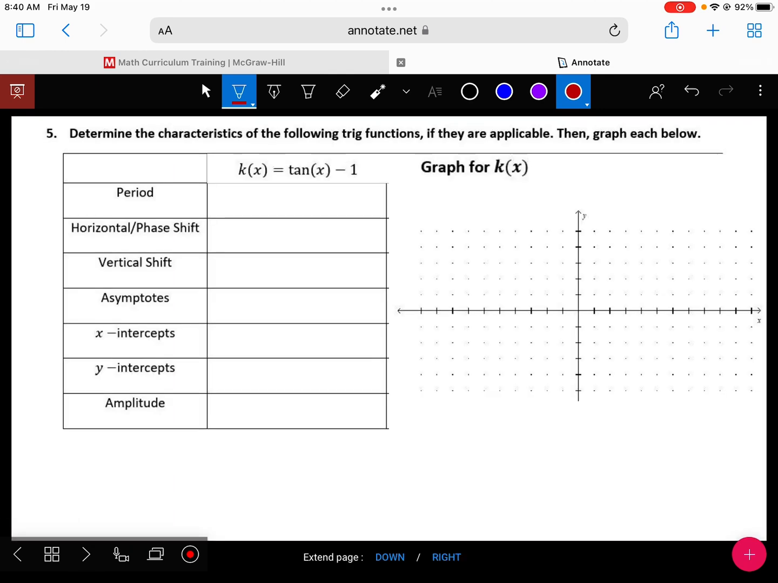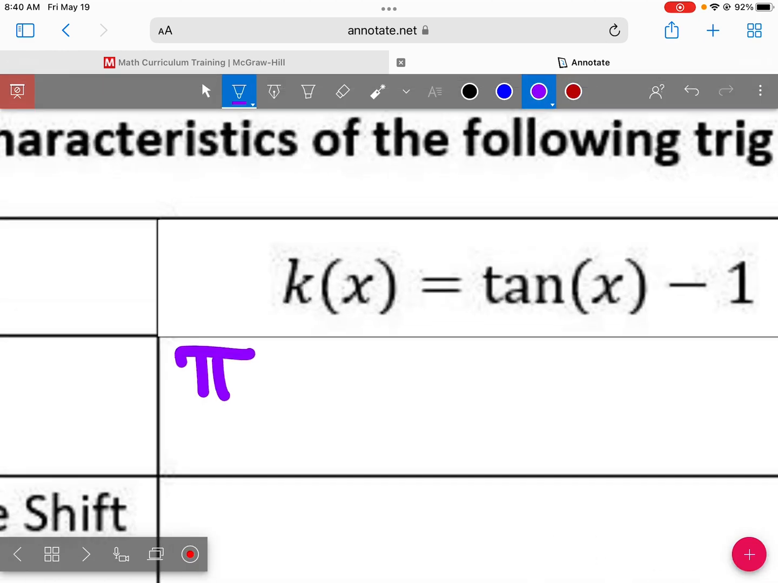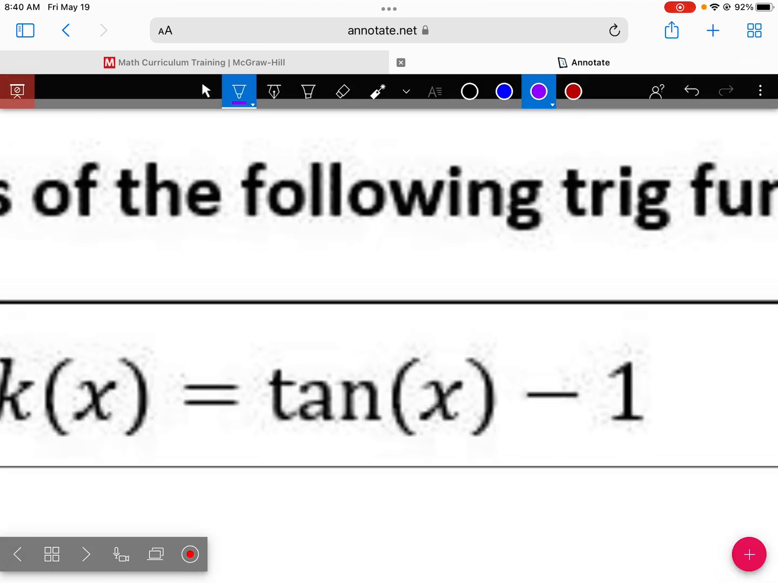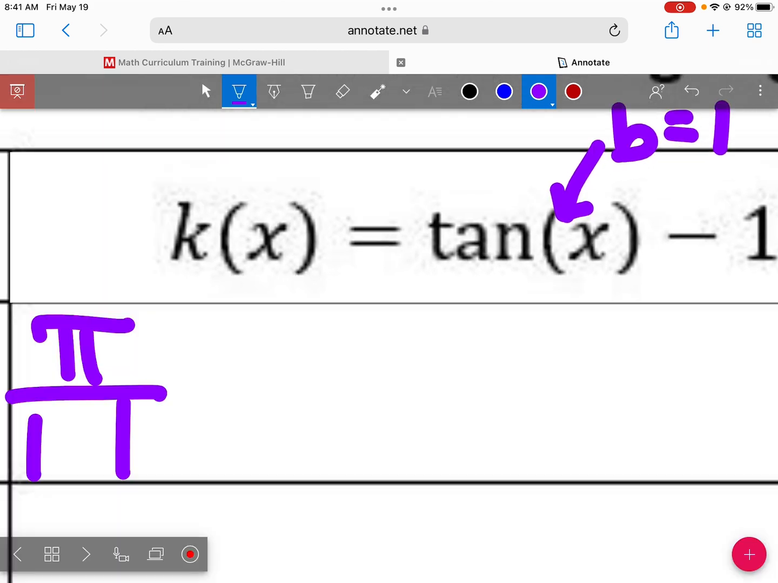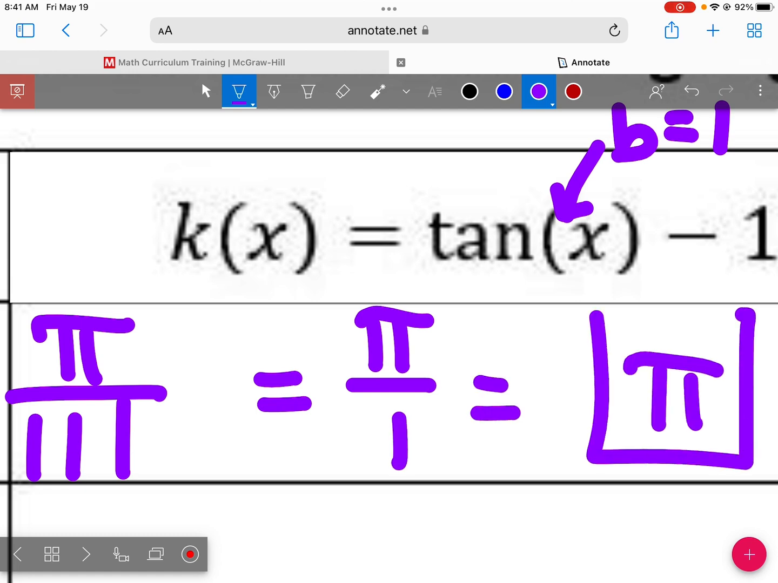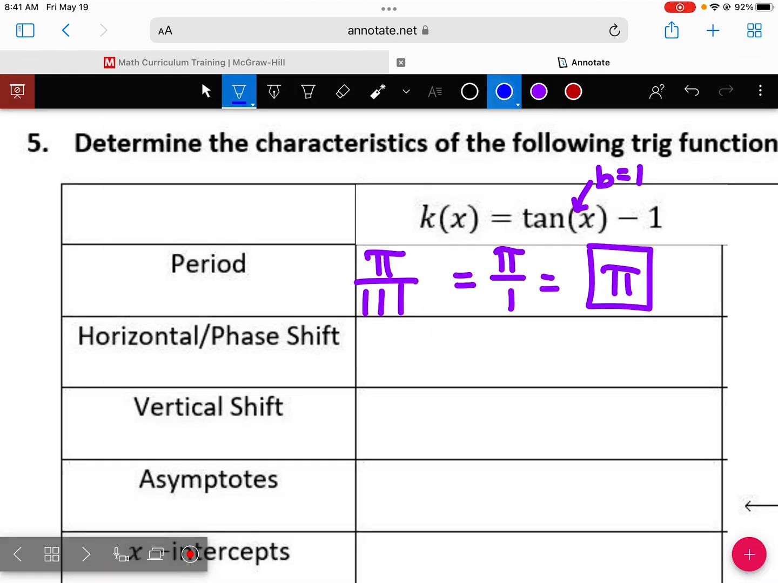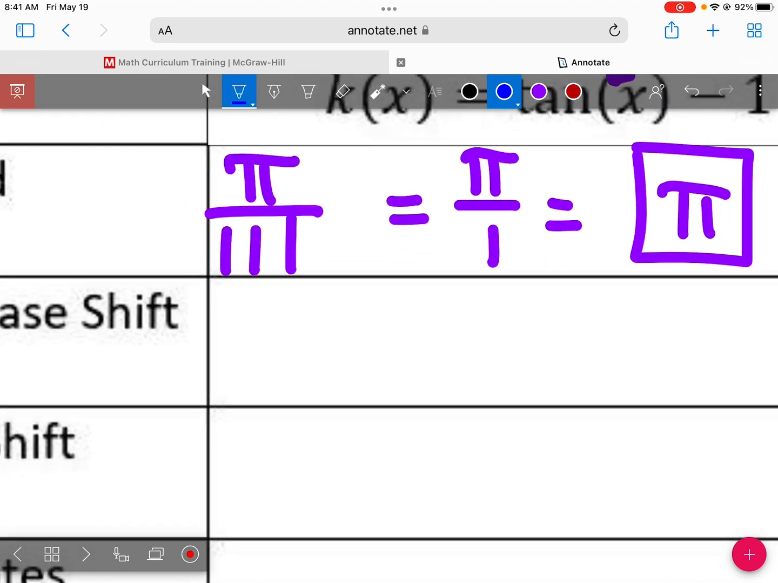What is the period for tangent? Pi. So we do pi over the absolute value of b. What is b? 1. Right here is our b value. So the period for this is just pi. Does it have a horizontal or a phase shift? Did we go left or right at all? No.